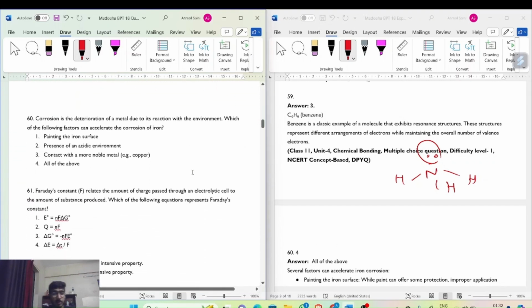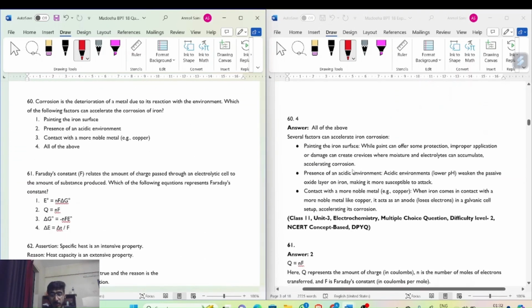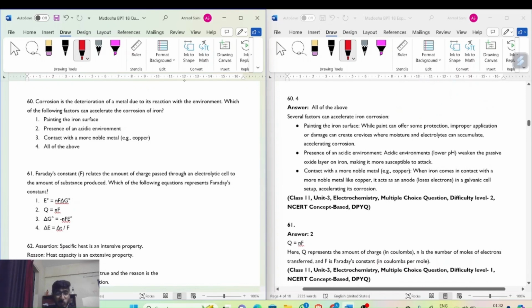Now question number 60. Corrosion is the deterioration of a metal due to its reaction with the environment. Which of the following factors can accelerate the corrosion of iron? First is painting the iron surface. Second, the presence of an acidic environment. Third, contact with a more noble metal, for example copper. Or fourth option is all of these.